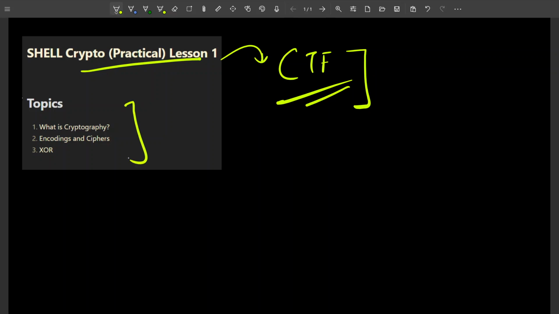So the topics for today's discussion are: what exactly is cryptography, or basically what is the need of cryptography, encodings and ciphers, and XOR, or exclusive OR, however you want to call it. So what exactly is cryptography?